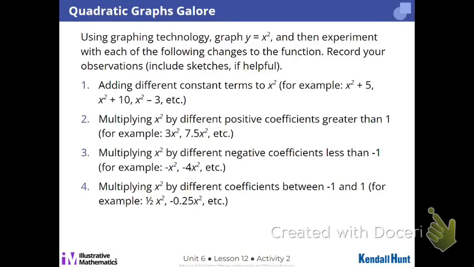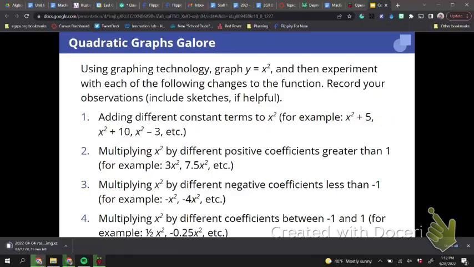Really what we're going to be looking to do here, for number 1, is change only the constant. Our base is going to be x squared. How do we know x squared is quadratic? It's squared, right? Then we're going to mess with only the constant, and our job is to come up with a rule or an observation of what happens when we mess with that constant. You're going to do the same process for 2, 3, and 4 in a moment.